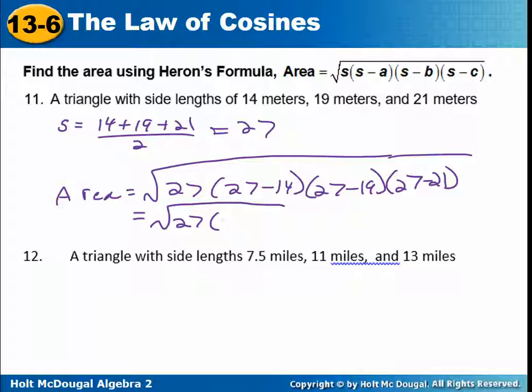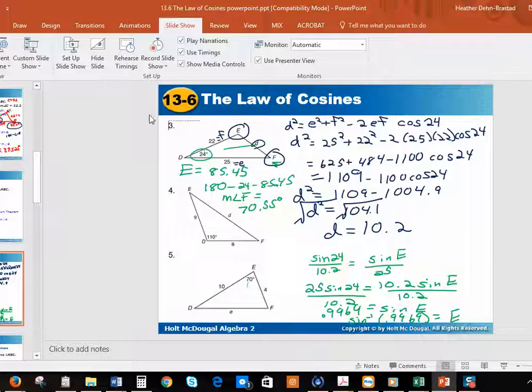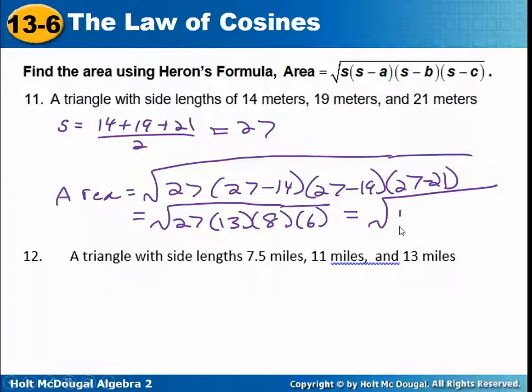So we have 27 times 27 minus 14 is 13. 27 minus 19 is 8. 27 minus 21 is 6. And then multiply all of those numbers together. 27 times 13 times 8 times 6 is a big giant number, 16,848, and then we take the square root of that, and our area is approximately 129.8 meters squared.